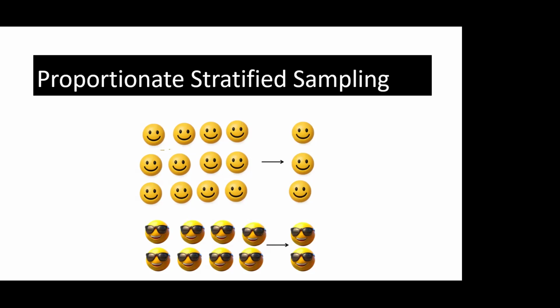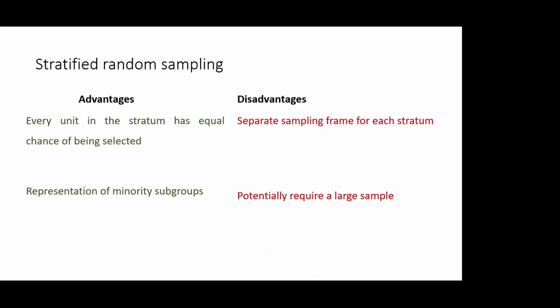So how many I'm going to select from each strata depends on the number in each strata. So here I selected 1 is to 4. From the 12 smileys, I select 3. And from the 8 smileys with the spectacles, I would select 2. So this is called proportionate stratified sampling. People often confuse it and write it as PPS, proportion to population size. It's not the correct terminology. The correct term is proportionate stratified sampling. So keep a note of this.